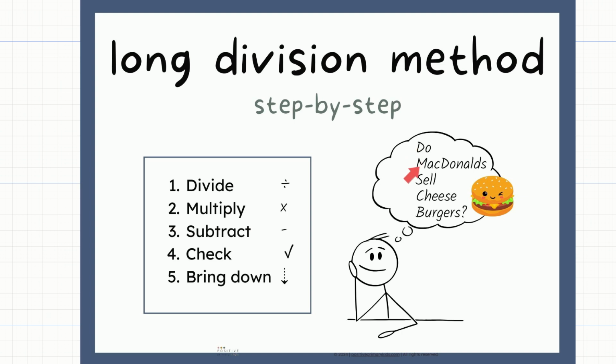The first letter of each word is the same as the step you need to take. Divide, multiply, subtract, check, and bring down. So if you can remember this little mnemonic, it's going to help you make sure you get your steps in order. Okay, let's have a go at following the steps.